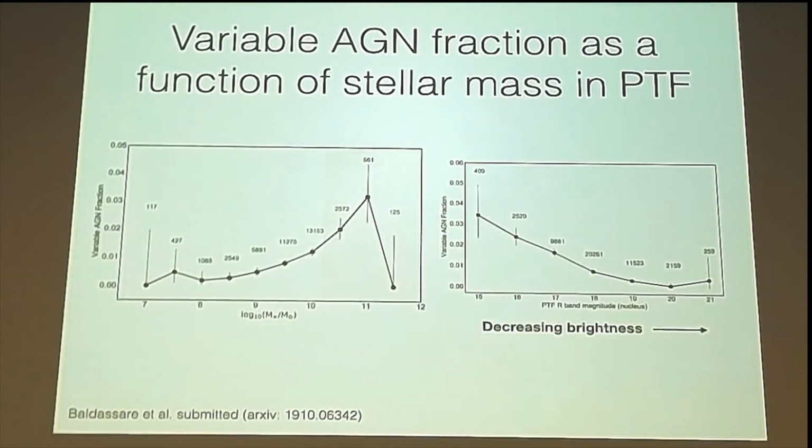However, we also see that the variable AGN fraction is strongly dependent on the apparent magnitude of the nucleus, where we detect more variable AGN in nuclei that have brighter apparent magnitude. So we can, in comparing the variable AGN fraction between high and low mass AGN.